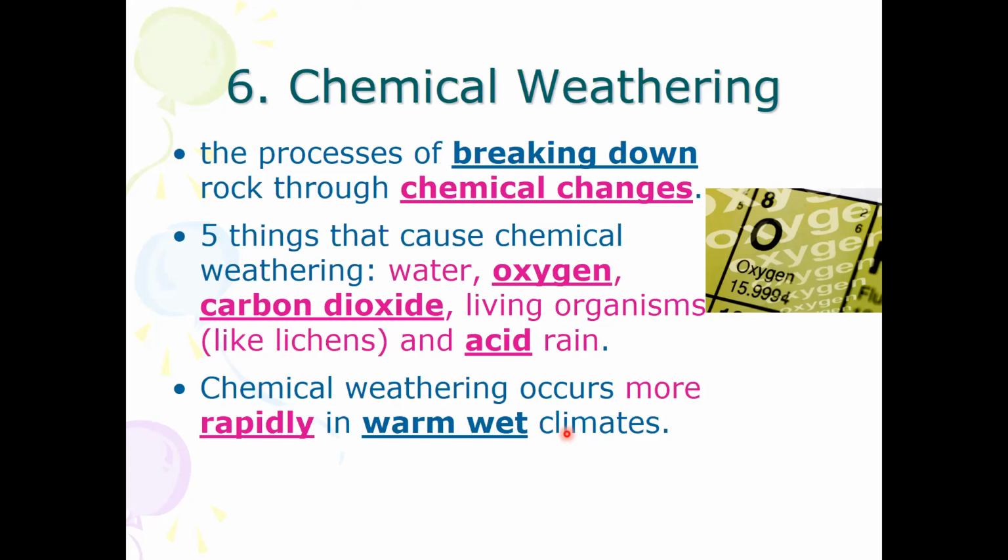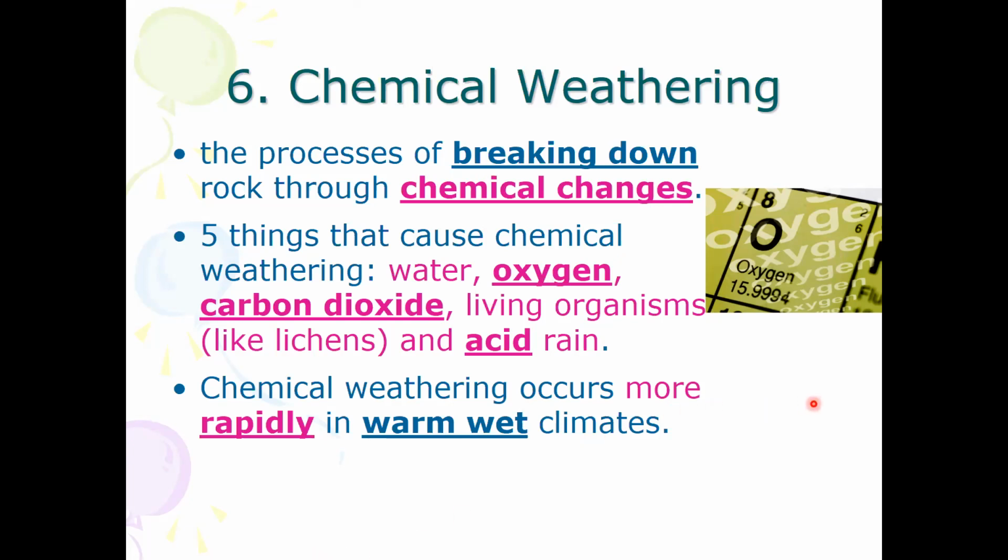So if you think about somewhere like a tropical rainforest, you might see more chemical weathering because of warm weather and lots of precipitation, right? And that's a good combination to see lots of chemical weathering.